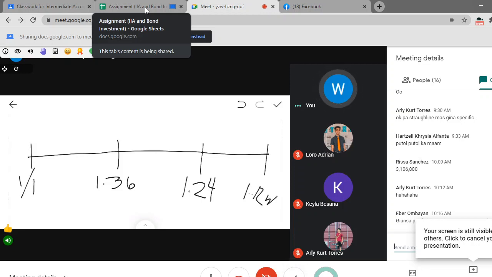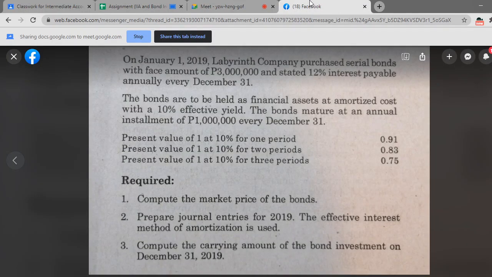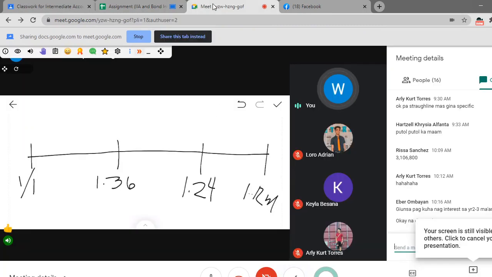1.12 million. Okay. Now, our present value here, we have 3 periods. PV of 1 at 10 for 1 period, for 2 periods, for 3 periods. I know, alam nyo na kung anong gagamitin kasi yun ang nakalagay sa book, di ba? Na illustration dito sa book. Yun sa pagkuha ng interest sa year 2, year 3, ma'am.